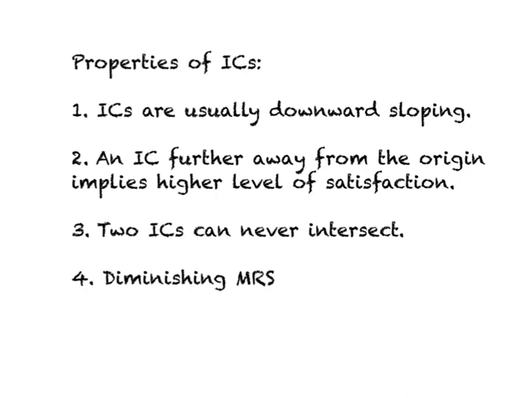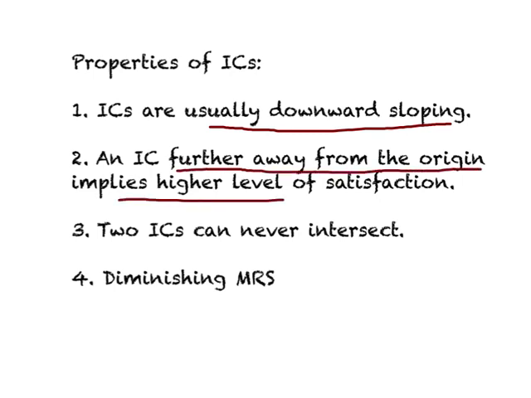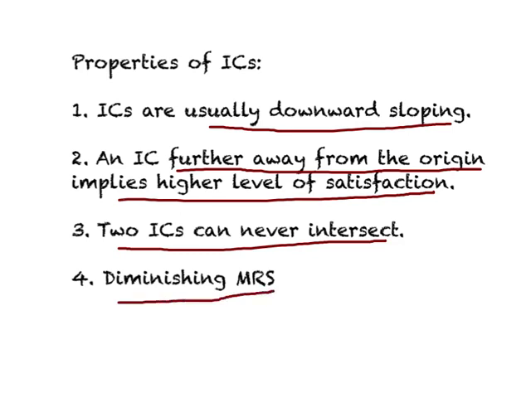The first one being, indifference curves are usually downward sloping. The second one being, an indifference curve further away from the origin implies a higher level of satisfaction. The third property being, two indifference curves can never intersect. And the fourth property, diminishing marginal rate of substitution.